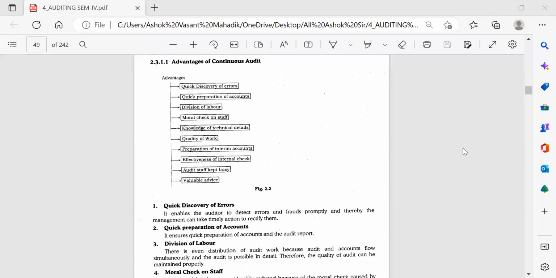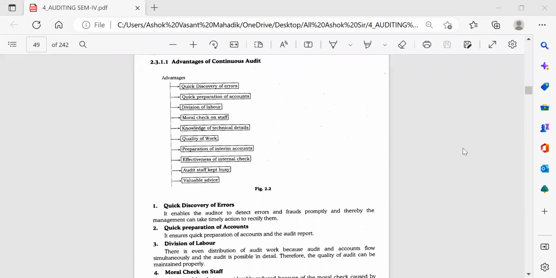Preparation of interim accounts. Now, what are interim accounts? Students, you must have heard about interim dividend. A company pays a dividend six monthly. Sometimes if they have huge profits, they have taken care of the full year's depreciation, all the expenses are done, and still they have good profit, then they can declare interim dividend. And for this, the interim final account should be ready. For six months, accounts should be ready and should be audited. Then only they can declare interim dividend. So it is possible if continuous audit is there. Clear?